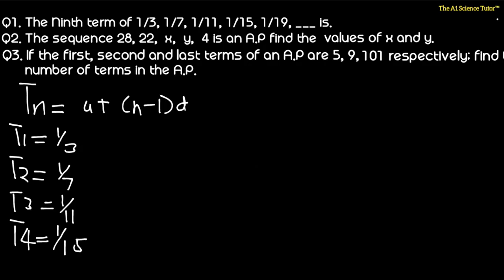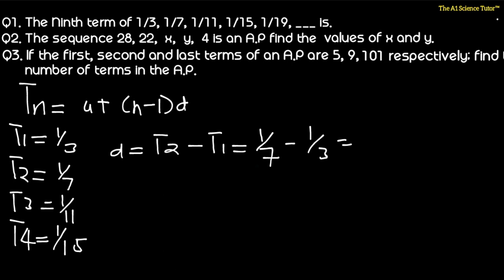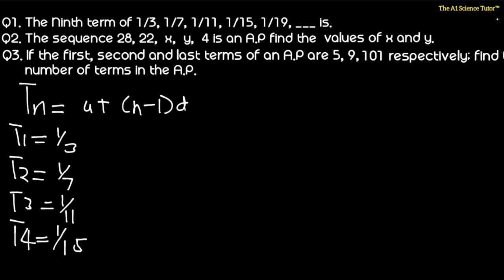Now, if we wanted to find the common difference and used T2 minus T1, that wouldn't give us 4, because if you subtracted 1 over 3 from 1 over 7, that should give you minus 4 divided by 21. This seems not to be the answer. So what I'm going to do is change the first, second, third, fourth, and fifth terms and write them this way.